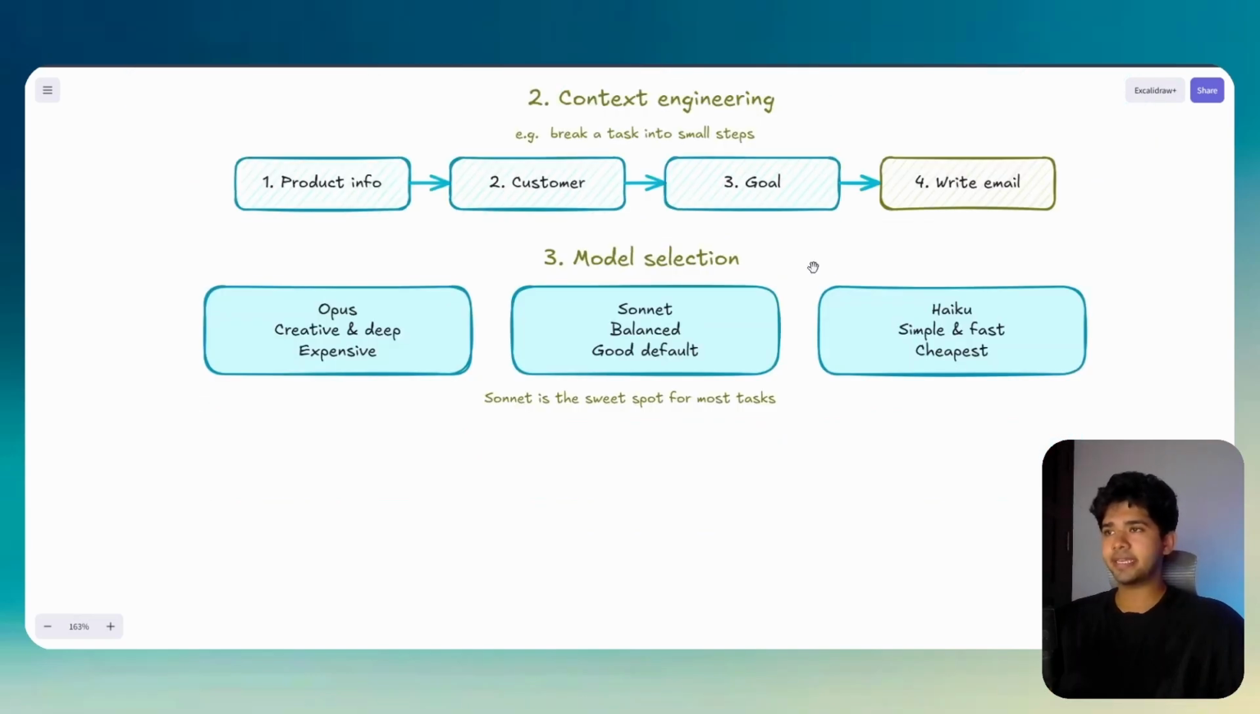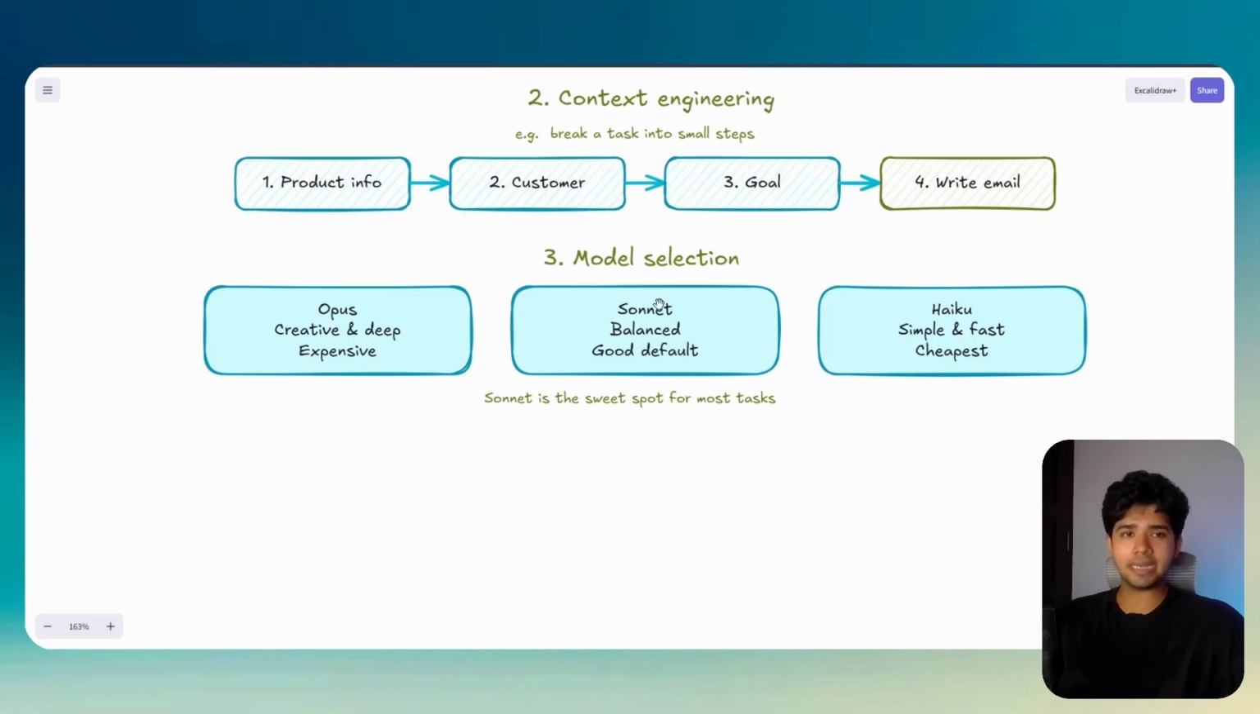The next technique is model selection. The model that you choose can play a huge role in the output that you get. There are 3 models in Claude and they dictate the output that you get. First one is Opus. This is the most expensive and the most creative model, and as a result it consumes a lot of tokens.